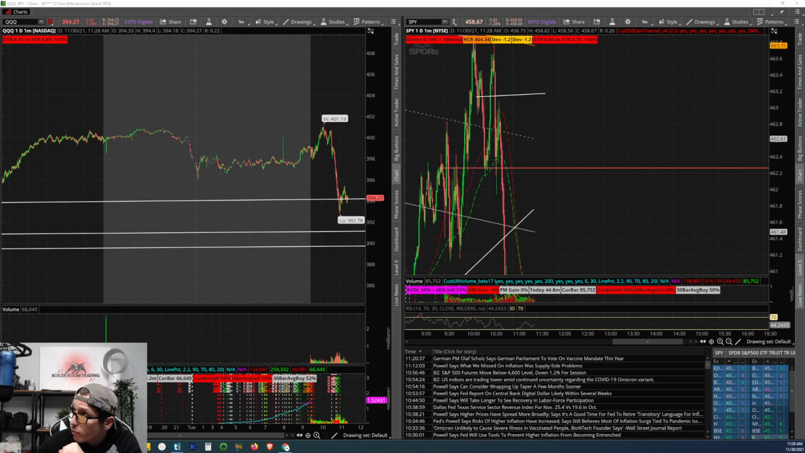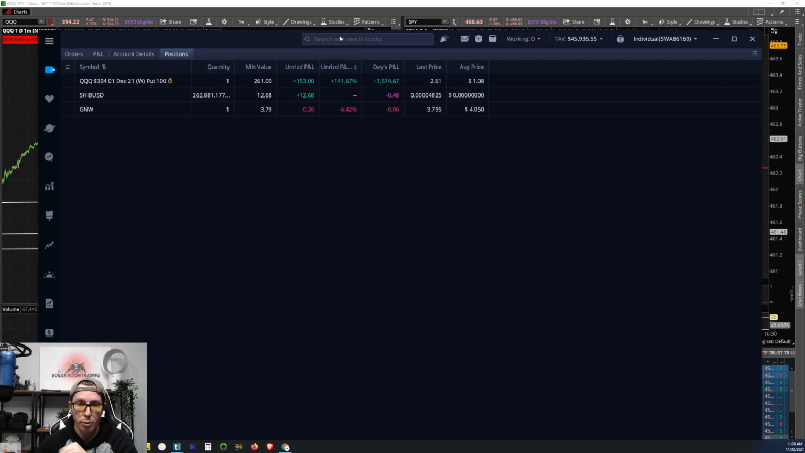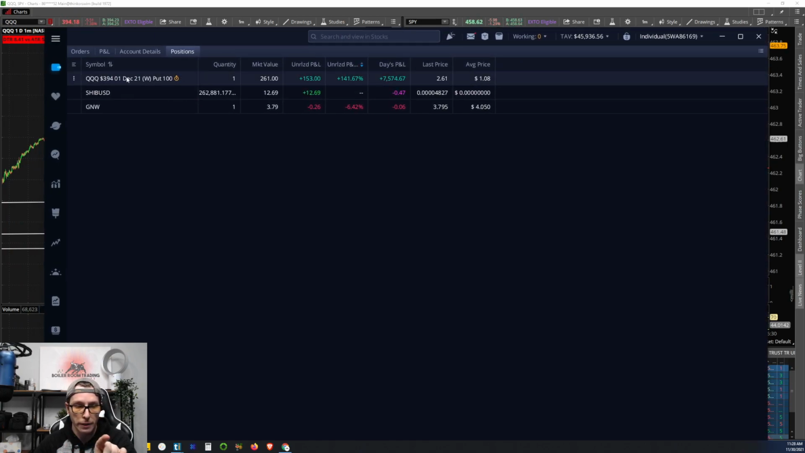Now, let's bring over this. So these were the puts that I traded on the market. You will see today I traded the QQQ's 394 put. I also did some longs earlier in the day. So net profit on that trade was 7,000 whatever. At one point, the puts were up a total of 208%.